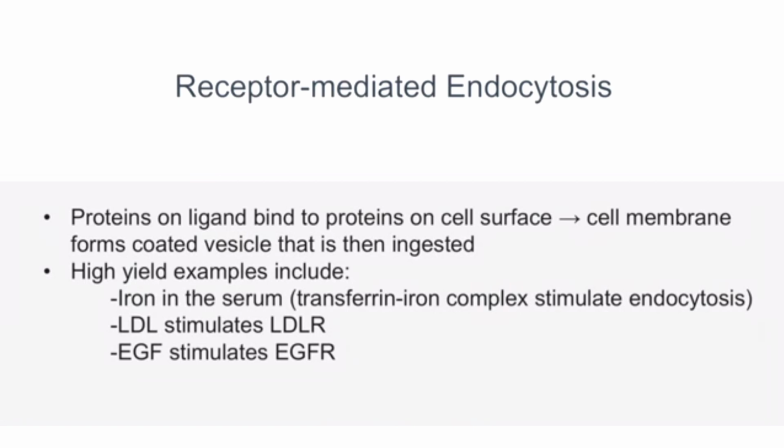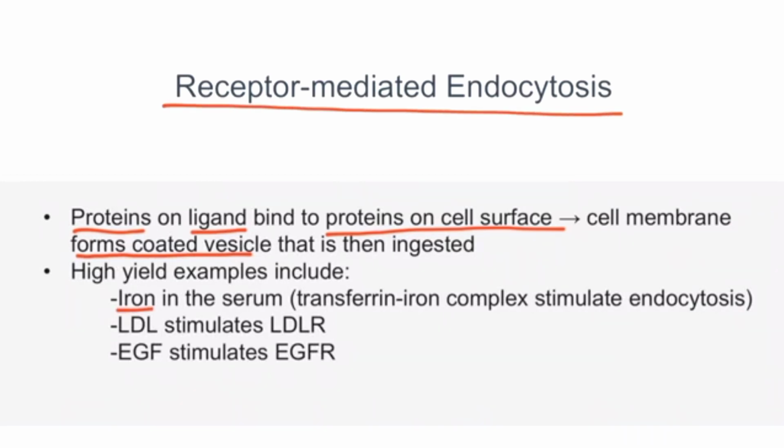Now, these rely on proteins, which are on the ligand that bind to proteins on the cell surface. The cell membrane will then form a coated vesicle that is then ingested into the cell. Some high-yield examples of receptor-mediated endocytosis is iron in the serum, which forms a transferrin iron complex that can stimulate this endocytosis. There's also LDLs, or low-density lipoproteins, and these will stimulate the LDLRs, or low-density lipoprotein receptors on cells, and then be ingested via endocytosis. And lastly, there's EGFs, or epidermal growth factors, which will stimulate the EGFRs, or epidermal growth factor receptors.